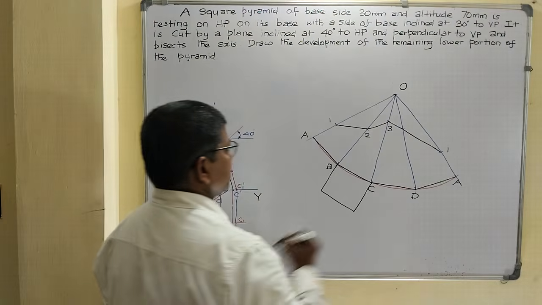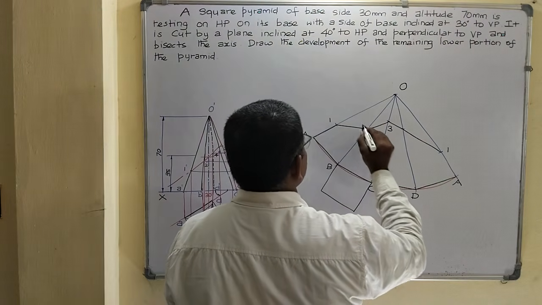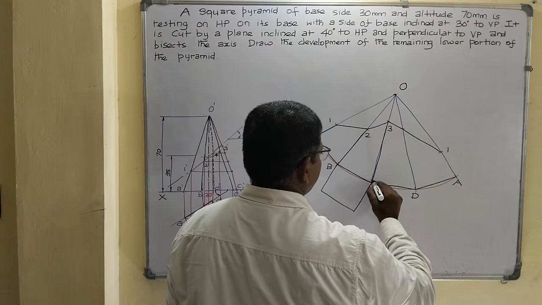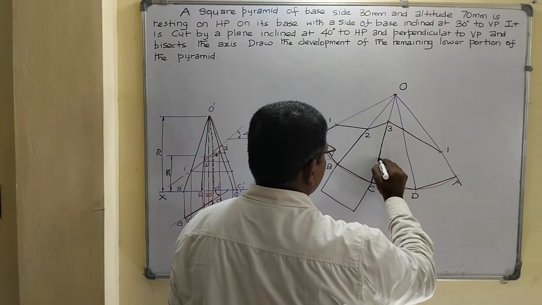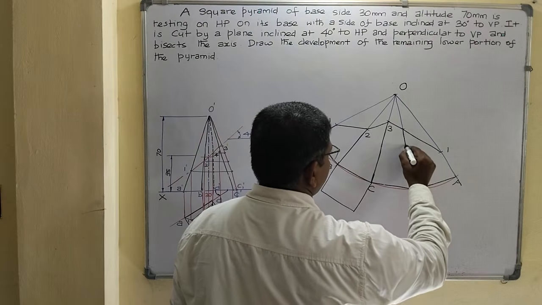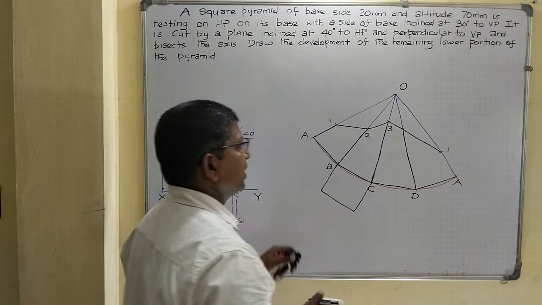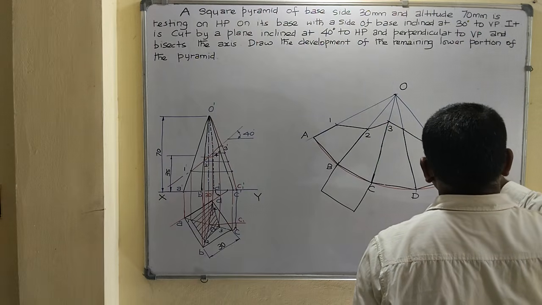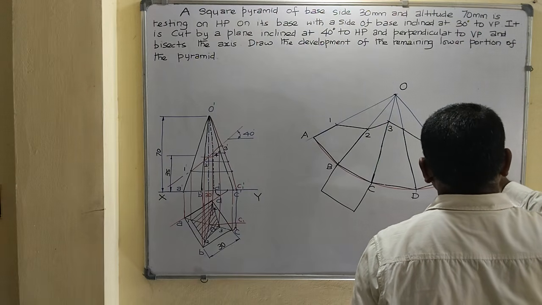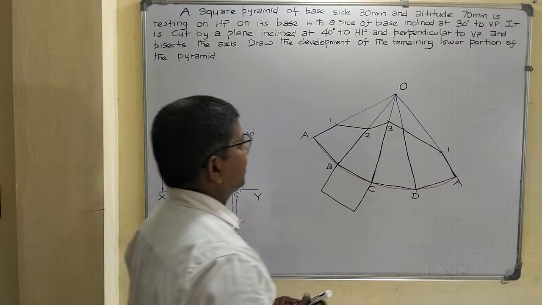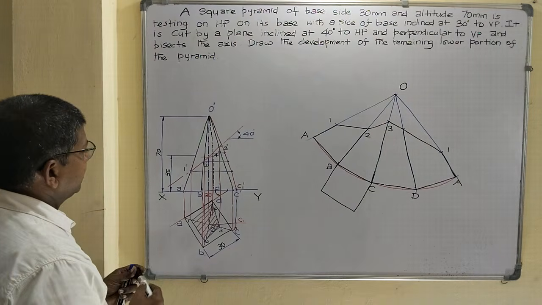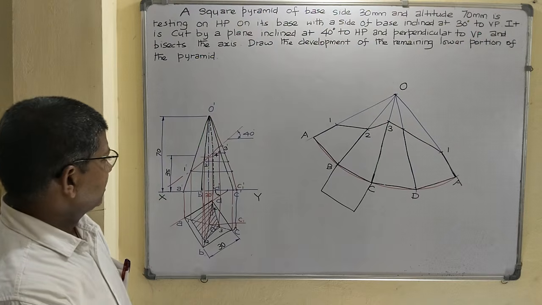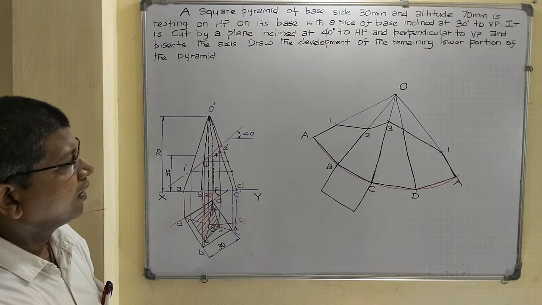So this is our required portion. The top portion is removed, and the remaining portion is the required portion. Darken the required portion using an H pencil. Okay. That's all. Completed. Okay.